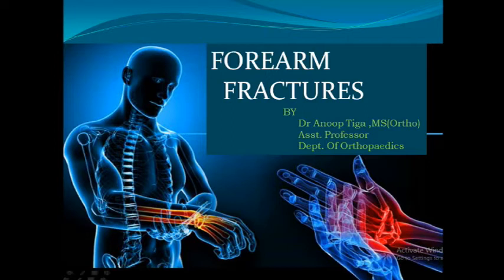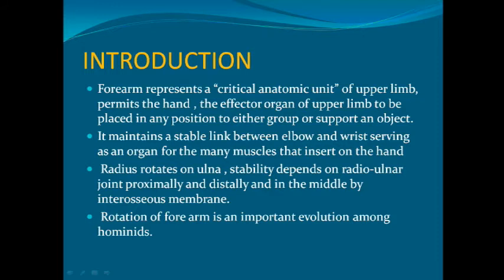Okay, so today we'll have this topic, forearm fracture. Very important. The forearm represents a critical anatomic unit of the upper limb. It permits the hand movements, all the hand functions. So it is very important for using our hand.